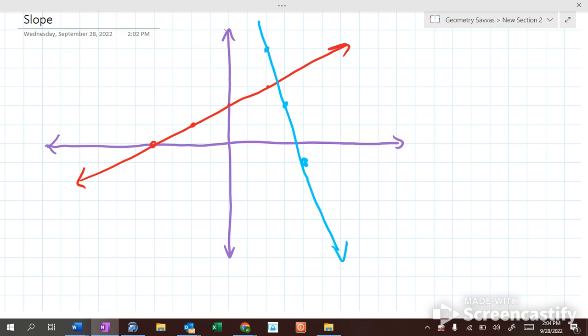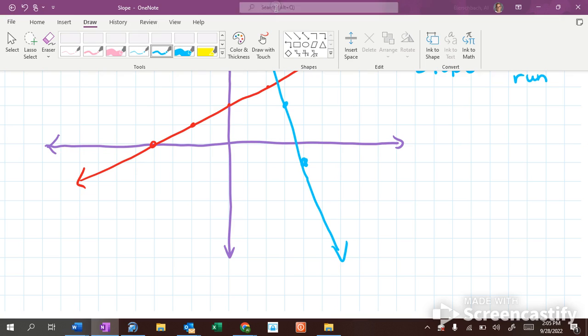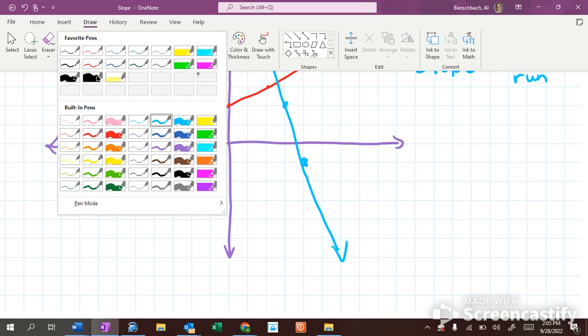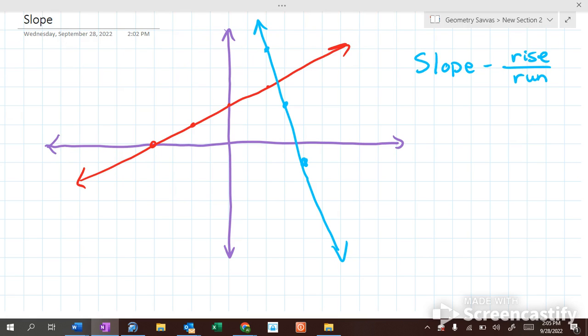All right. So if I wanted to find the slope of the line, how do we define slope back in even middle school and earlier when you talked about lines and slope? Rise over run. How far it went up or down over the run. How far it went to the right.